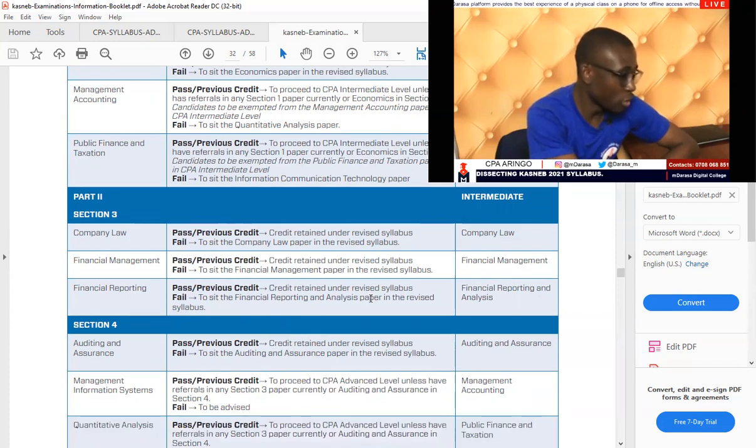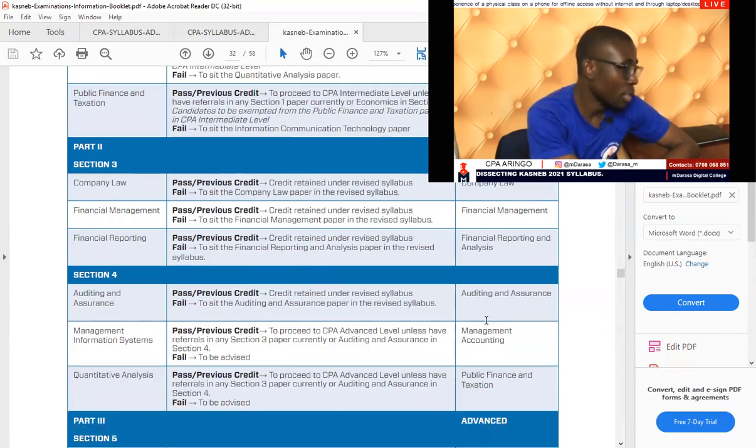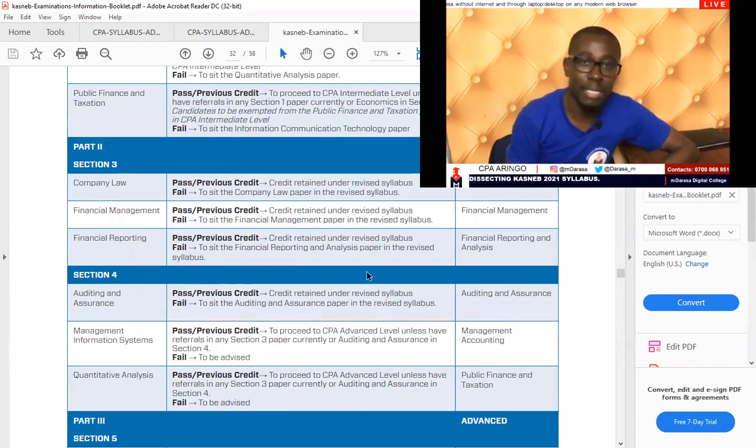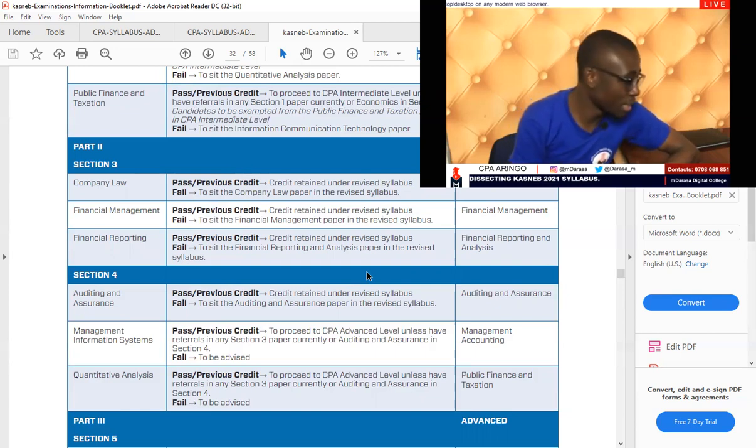Now, that is financial reporting, because you'll find here that it has been replaced by what? Financial reporting and analysis, meaning that there's some content which has been added. Talk about section 4. For section 4, the same case will apply. Maybe in this event for section 4, yes, you did your auditing and assurance, you passed. You are going to maintain your credit without any limit. You're going to retain your credit.